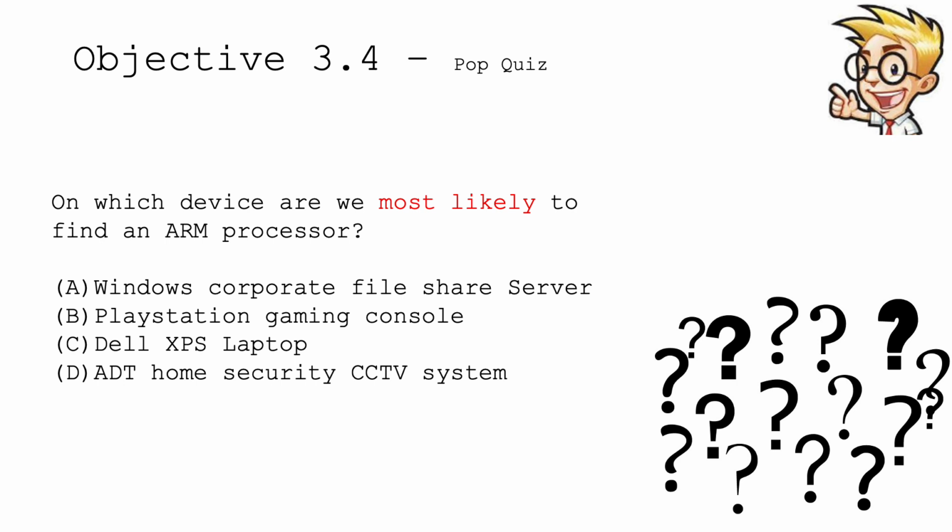Okay, we are at the end of the objective. Here's a pop quiz. On which device are we most likely to find an ARM processor? A, a Windows corporate file share server. B, a PlayStation gaming console. C, a Dell XPS laptop. Or D, an ADT home security CCTV system.